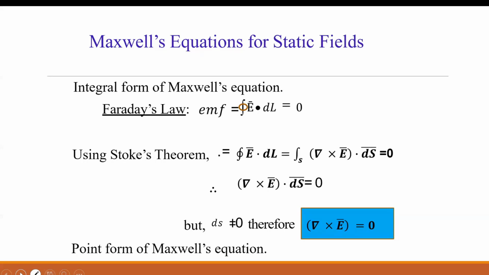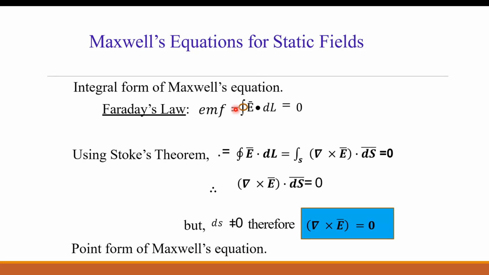We have to apply changing electric field with respect to time, and hence in this case for static field, closed integration of E bar dot dl bar is equal to 0. So this is the first basic equation derived from Faraday's law. Understand it? This equation is known as integral form.